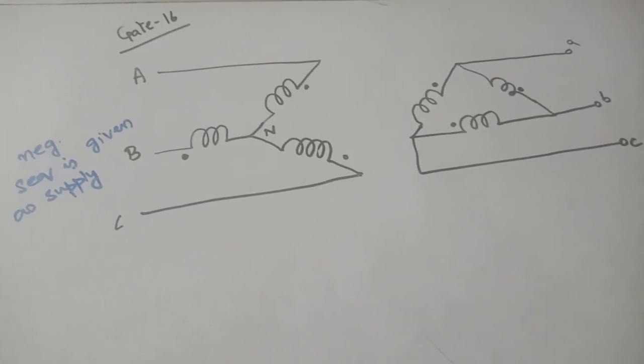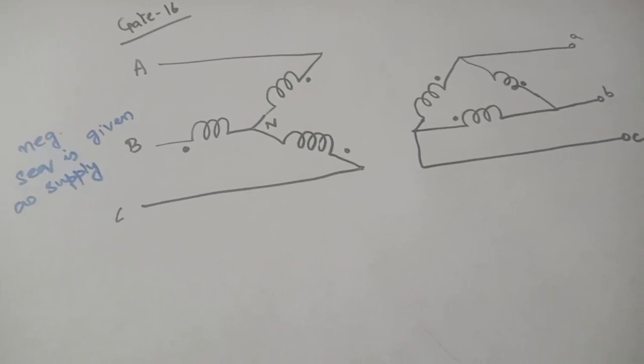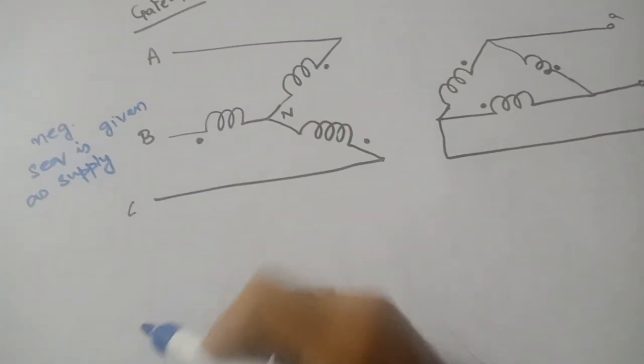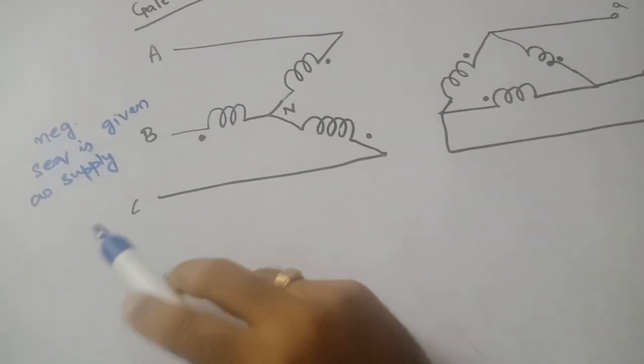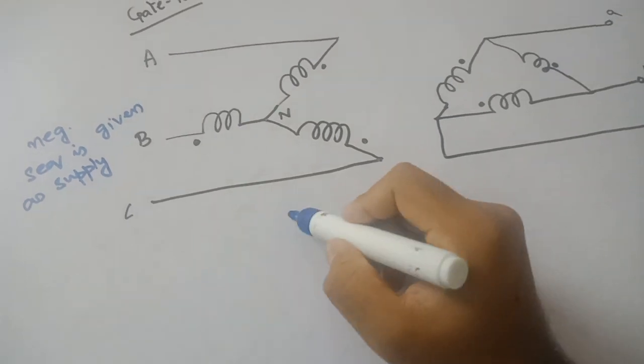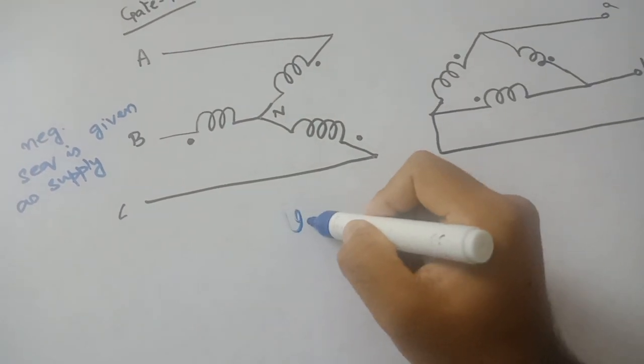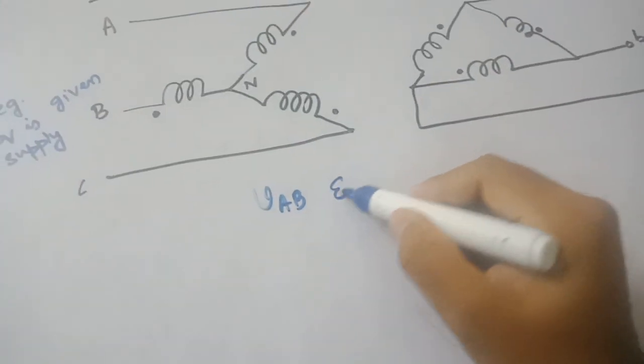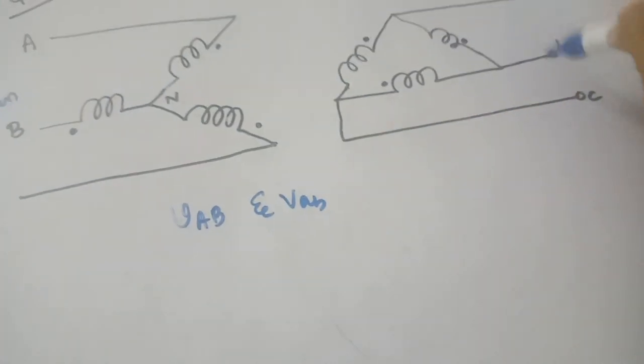Okay, this was the question asked in GATE 2016. The interesting point in this question is that the excitation is usually a positive sequence, but here the negative sequence has been applied. The question is: what is the phase difference between V capital AB, this line voltage, and V small AB, this line voltage?